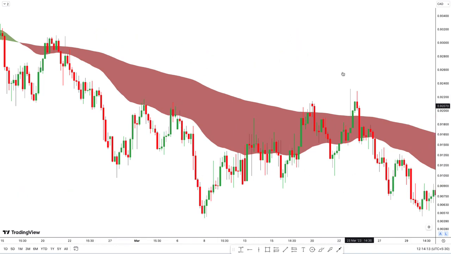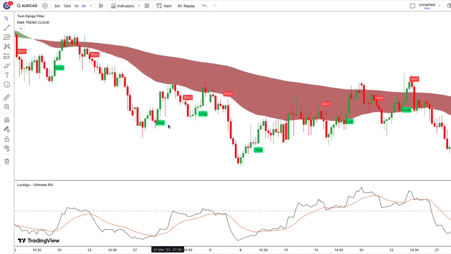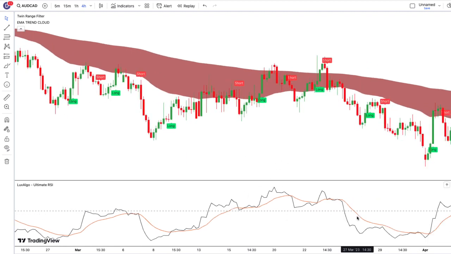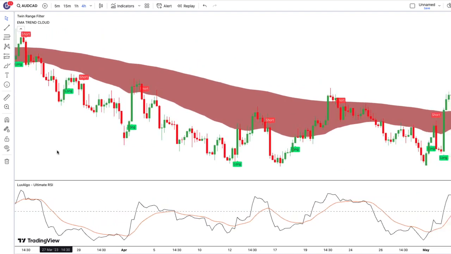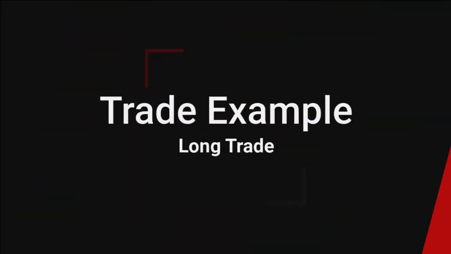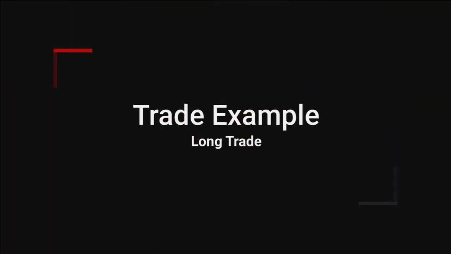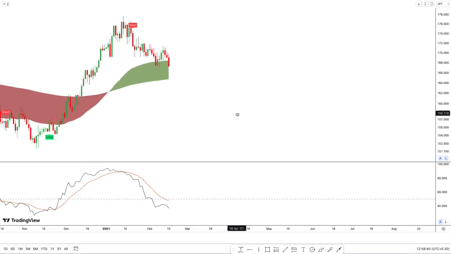The Twin Range Filter is going to be our entry confirmation indicator. Whenever it says long, we're going to enter a long trade. Whenever it says short, we're going to enter a short trade. And then finally, the Ultimate RSI is going to be our short-term trend identification indicator. And we'll see how we're going to use it in the next few minutes with trade examples. Speaking of trade examples, how can we use these indicators to trade?